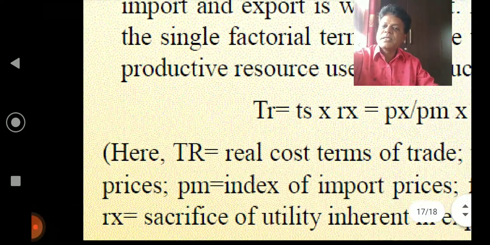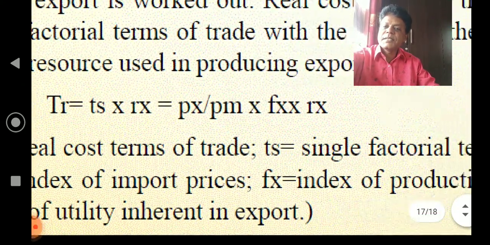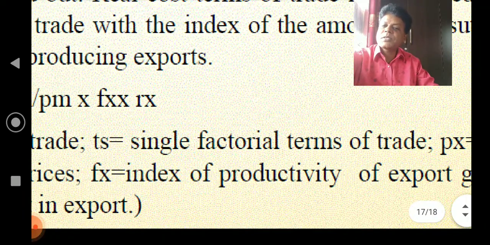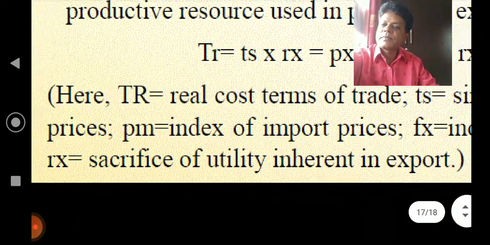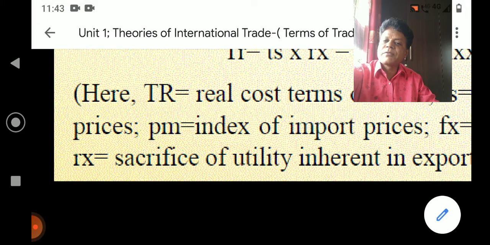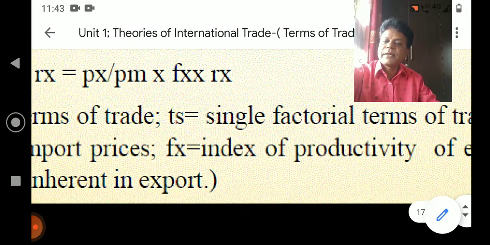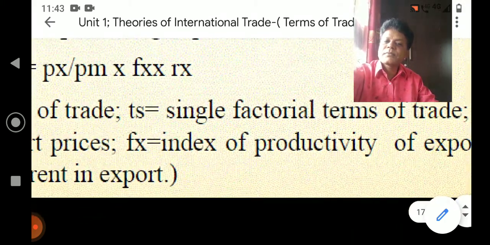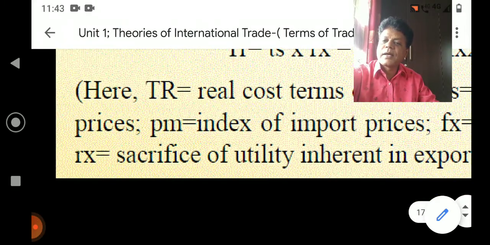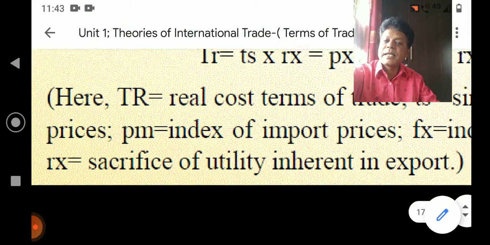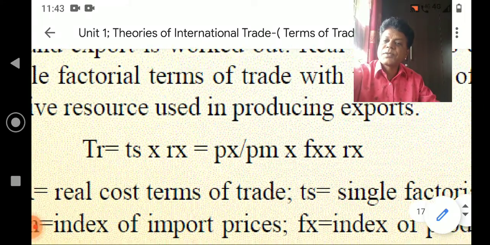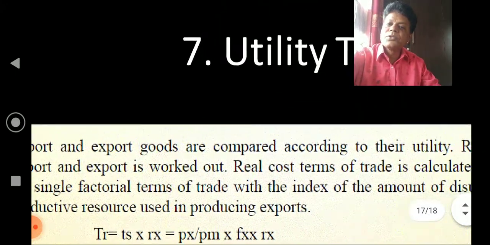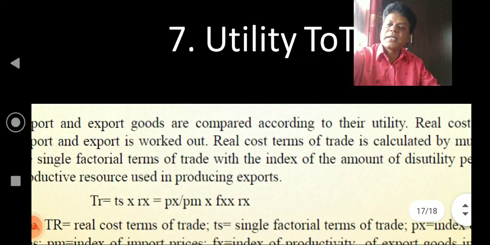In this equation, TR is equal to real cost terms of trade, TS is equal to single factorial terms of trade, PX is equal to index of export prices, PM is equal to index of import prices, FX is equal to index of productivity of export goods industries, RX is equal to sacrifice of utility inherent in exports. So this is how utility terms of trade are calculated.